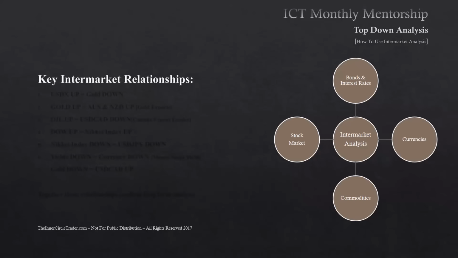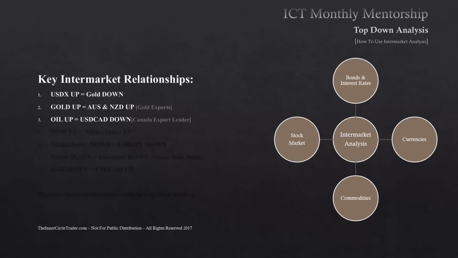Okay, finally, we're going to look at some key intermarket relationships. Okay, when you're bullish on the dollar index, you're going to be expecting bearishness on gold. Bullishness on gold, you're going to be expecting Aussie and New Zealand to be bullish because of their nature as gold exporters. When oil is bullish, you're going to be bearish on USD/CAD because of the Canadian export leadership in oil exports.